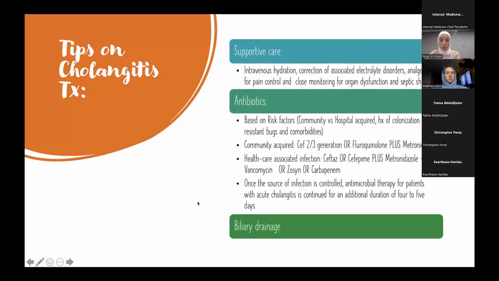And our management would be supportive care, antibiotics, and biliary drainage. Biliary drainage is the most important one. It's the infection source control. Antibiotics depend on the patient's comorbidities, previous cultures, and whether it's community acquired versus hospital acquired. All the time we need to cover for gram-negatives and anaerobes. So as I mentioned, it's just based on comorbidities, community versus hospital acquired, and previous drug-resistant bugs.